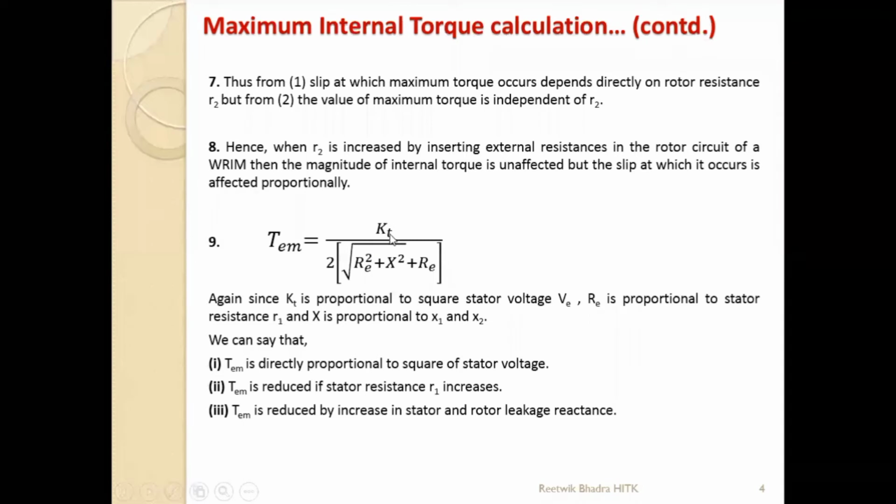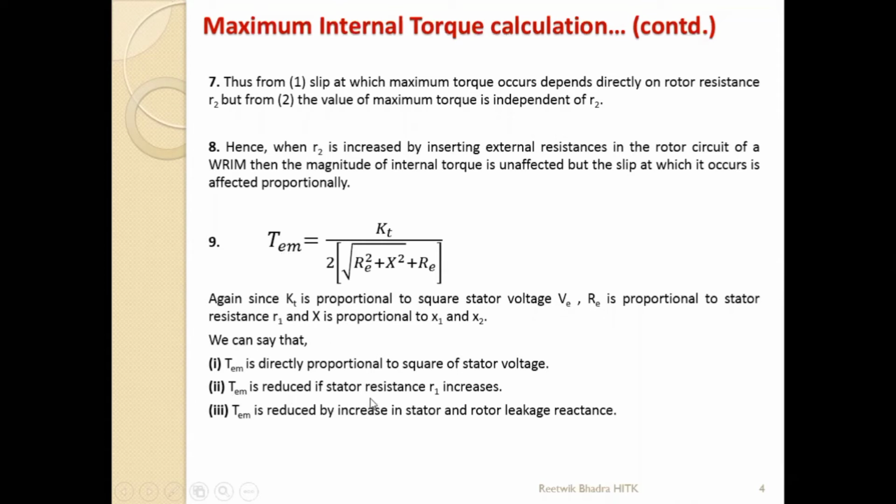So if you go on changing your supply voltage again and again, your maximum torque will change. But supply voltage is kept constant always. You don't change your supply voltage. So that's not a factor. So if you keep your supply voltage constant, your maximum torque will remain constant.